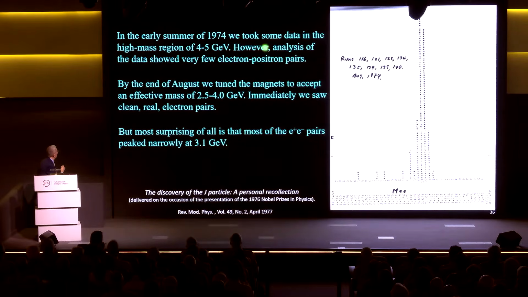In the early summer of '74, we took some data in the high mass region, 4 to 5 GeV. However, analysis of the data showed very few electron-positron pairs. By the end of August, we tuned the magnet to accept low energy, 2.5 to 4 GeV, and immediately we saw a peak. Most surprising, most of the pairs are at 3.1 GeV. I took this data from my Nobel lecture.